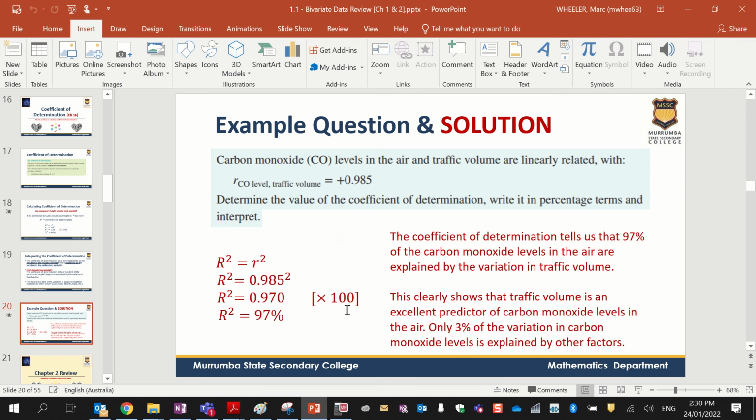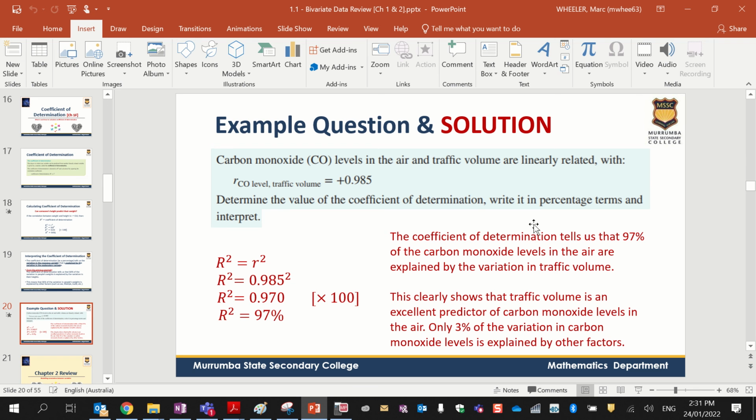Okay, so here's another example. Example question and solution. So carbon monoxide levels in the air and traffic volume are linearly related. Determine the value of the coefficient of determination and write it in percentage terms and interpret. So we just have our R value squared. So we do 0.985 squared, which gives us 0.97. We turn it into a percentage by timesing by 100, 97%, and then we write a brief explanation.